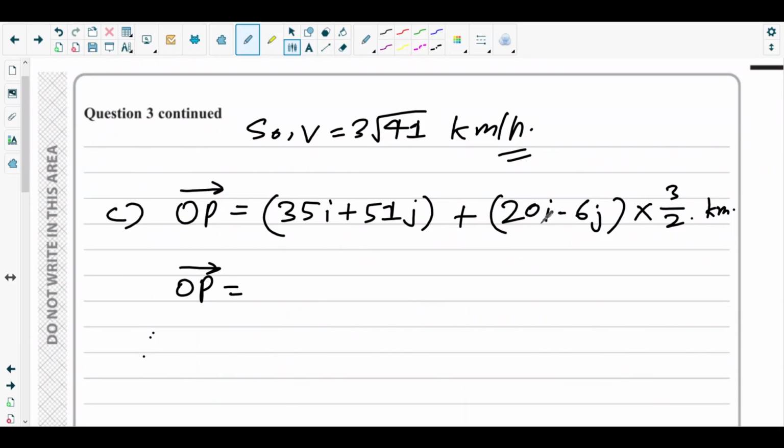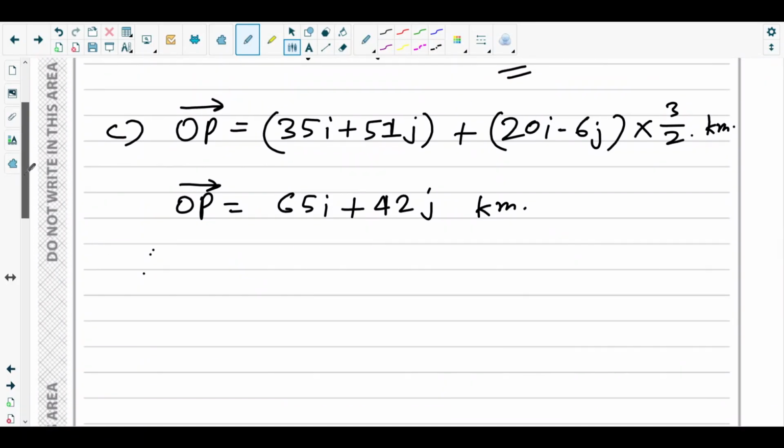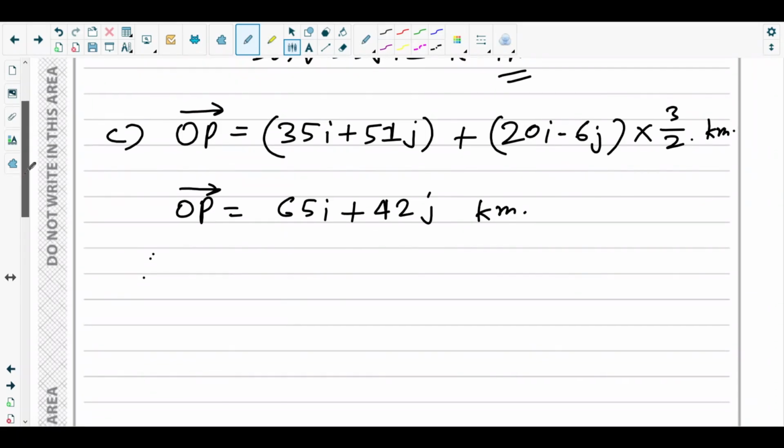So 20 times 1.5 is 30. So 30 plus 35 is 65i, plus 1.5 times 6, which is basically negative 9. So 51 minus 9 is basically 42j. So the position vector of point P is 65i plus 42j. Fine. Now we need to show that ship A also passes through point P.